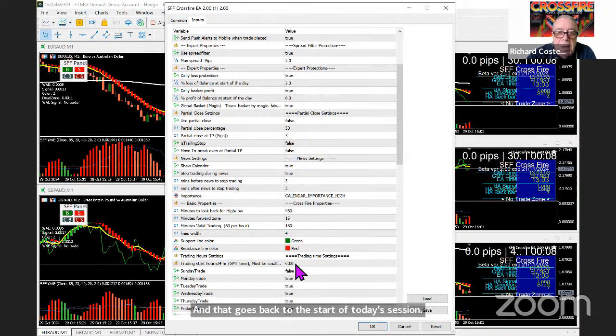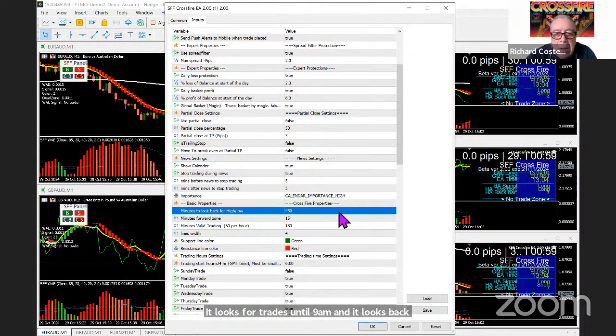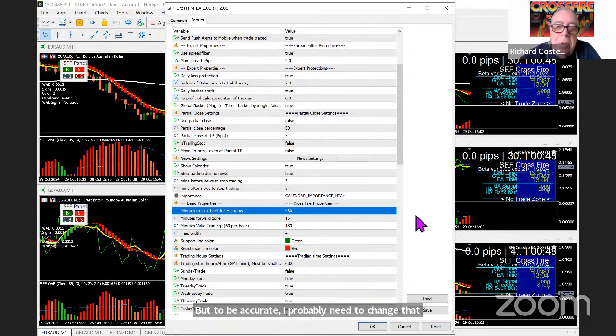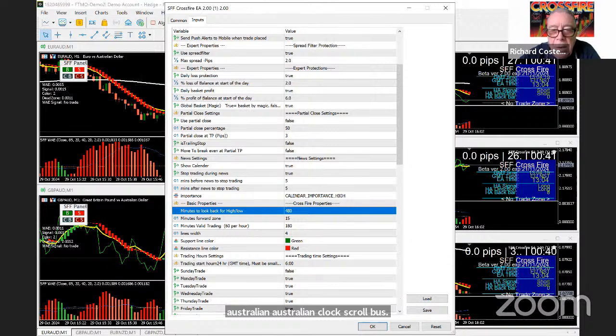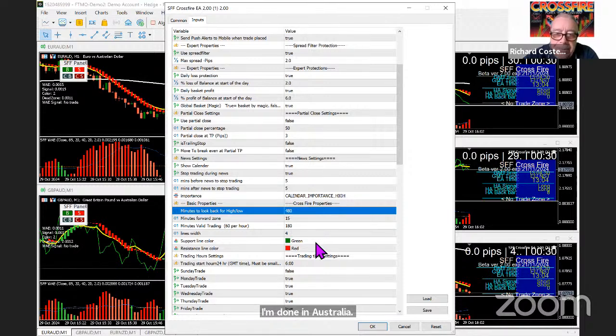So if I start at 6 a.m., it looks for trades until 9 a.m. and it looks back till 10 p.m. the previous day. I probably need to change that. It won't make a massive difference, but to be accurate, I probably need to change that. Just for this week, well, no, it depends. It depends when the Australian clocks go back. It's not quite as clear cut in Australia, because they've got more than one time zone. But anyway, I would leave it at 480 for now.